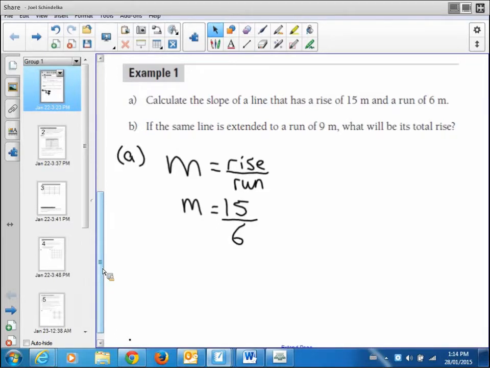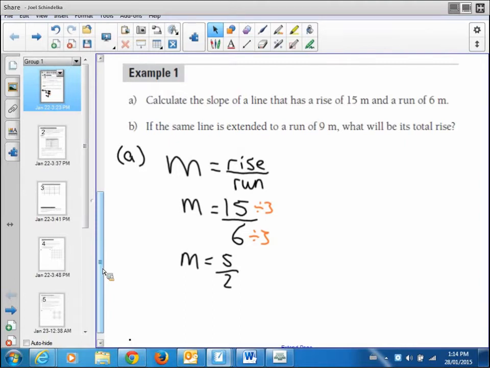Anyways, what can we yank out of both 15 and 6? What's the common factor? The biggest? 3. Yeah, so 5 out of 2. So this reduces to 5 out of 2, if you divide both by 3. I'll put that in there after the fact. That's what you're thinking now: oh, 5 out of 2. We just leave it like that as a fraction. If you want it as a decimal, you just put 5 divided by 2 in your calculator. You get 2.5. There's no need to.